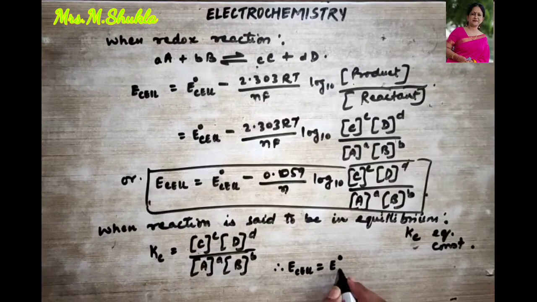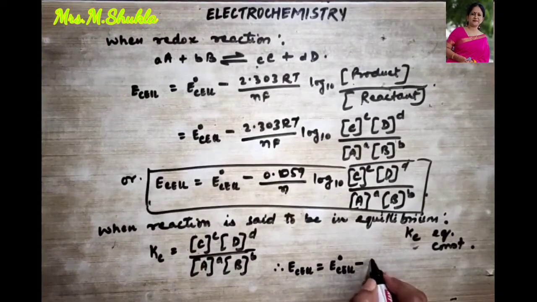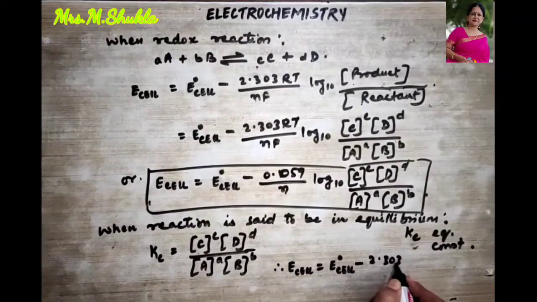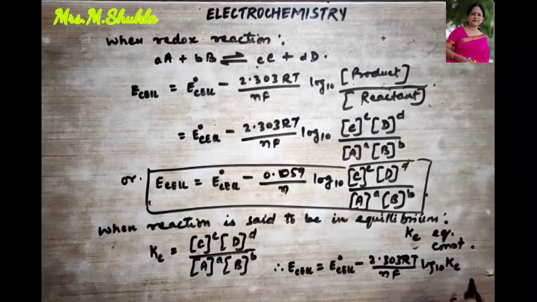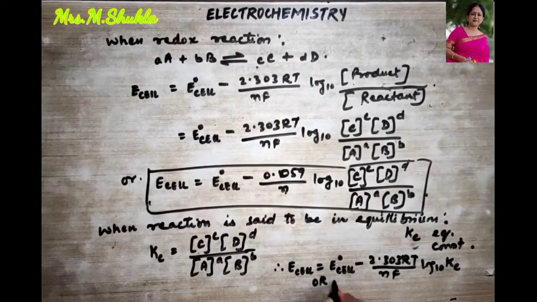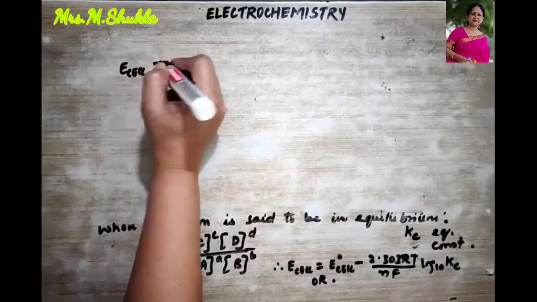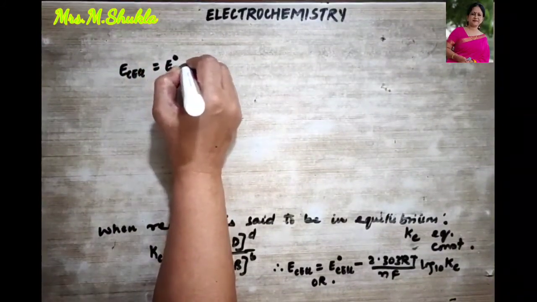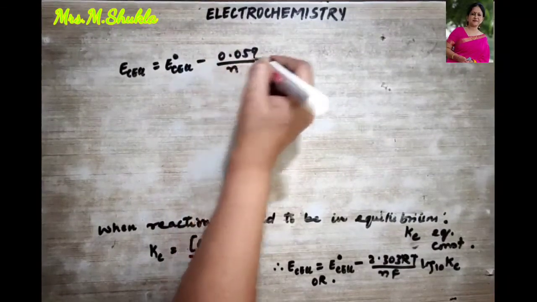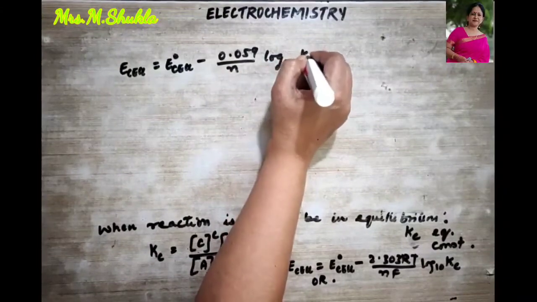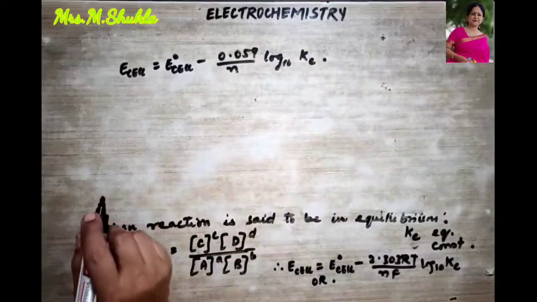The standard reduction cell potential minus 2.303 RT upon NF log to the base 10 of the equilibrium constant. This can also be written as E cell is equal to standard reduction potential minus 0.059 upon N log to the base 10 of the equilibrium constant, right?